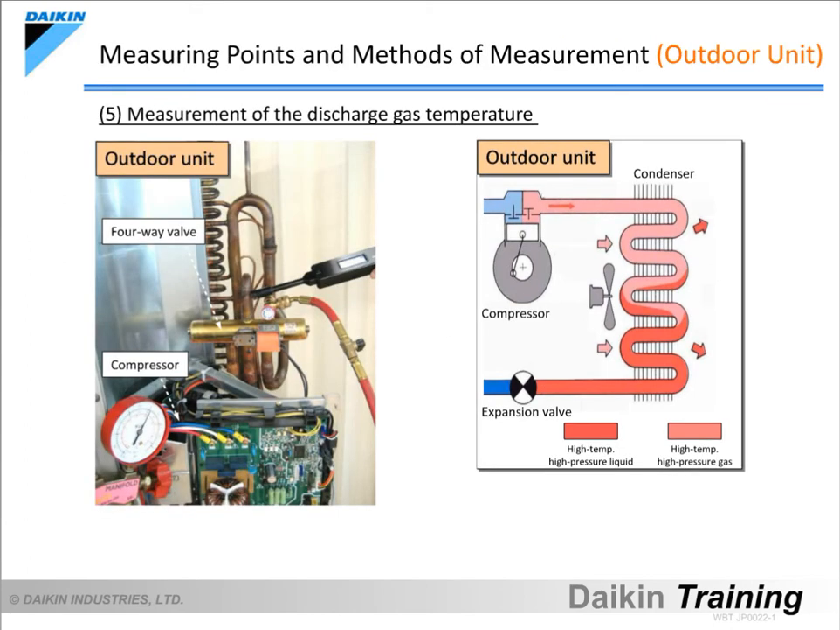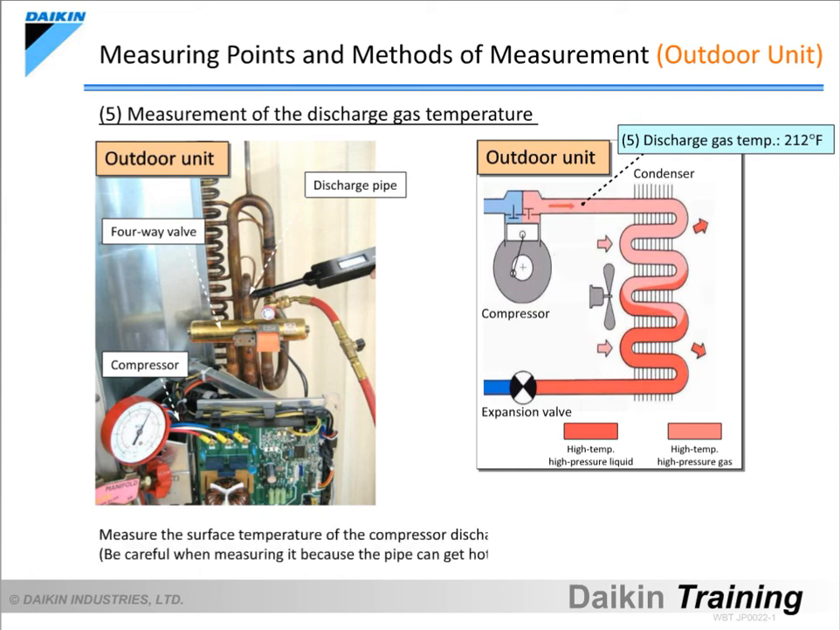Next, let's measure the discharge gas temperature. We can obtain the value by measuring the temperature of the discharge pipe in the outdoor unit with a surface thermometer. The discharge gas temperature reads 212 degrees Fahrenheit. Precautions must be taken when measuring it because the piping can get hot during operation.